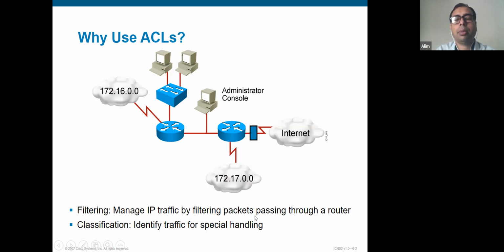So why is ACL used? To filter IP traffic by filtering packets passing through a router, and to identify traffic for special handling. You heard about firewall. Firewall is used to protect a network by allowing only the traffic required for your organization or system, and disallowing or denying other traffic.